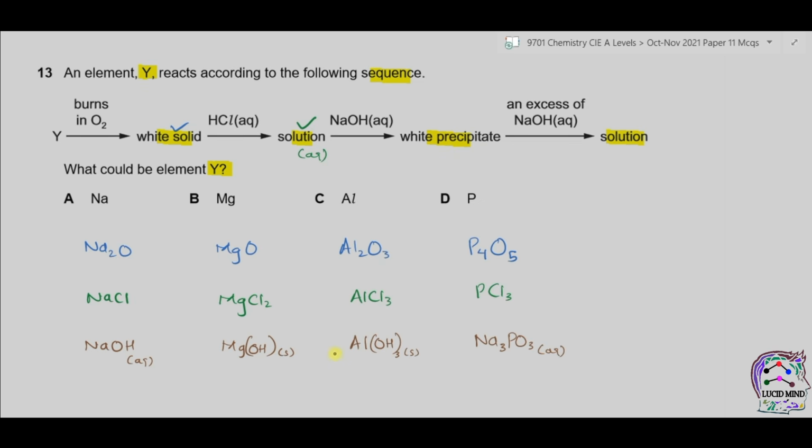Among these two white precipitates, in excess of sodium hydroxide, magnesium hydroxide does not dissolve to form solution, while aluminum hydroxide does dissolve to make solution. Correct option is therefore aluminum.